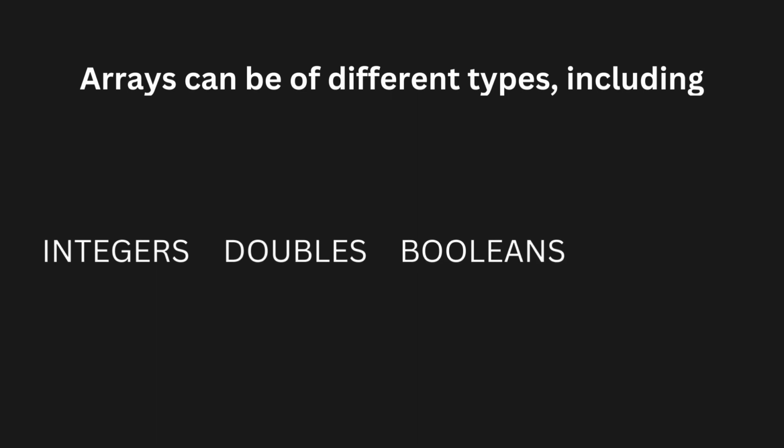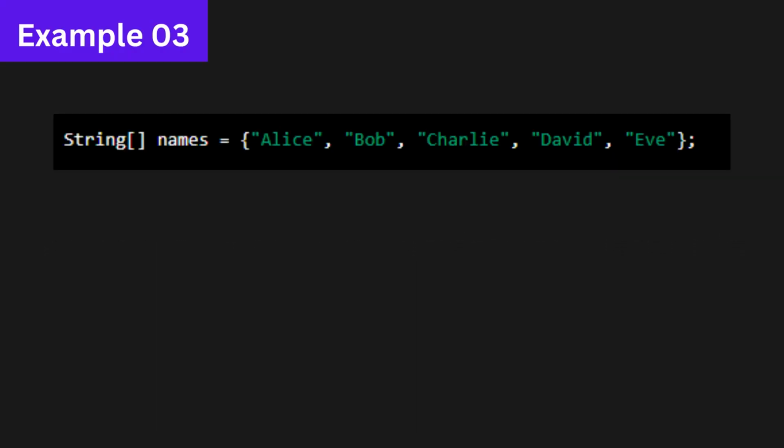Arrays can be of different types, including integers, doubles, booleans, and objects. Here's an example of an array of strings. In this code, we've declared an array called names that stores 5 strings. We've initialized the array using an array initializer, which is a shortcut for assigning values to an array. The first value in the array is Alice, the second value is Bob, and so on.